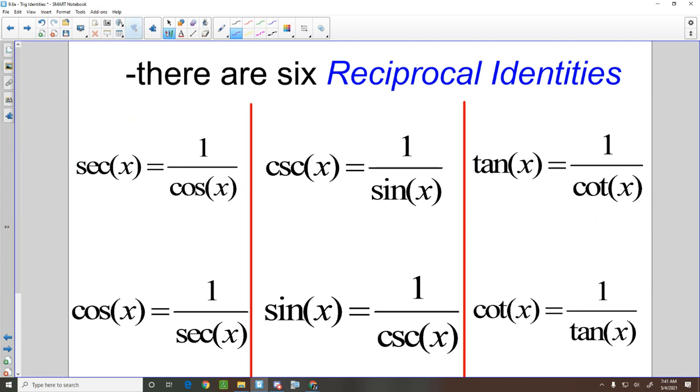Now, these are pretty similar. Hopefully you still remember these. I mean, you had to use this on your most recent test using the unit circle for exact trig values. But see how I've grouped them together? I've got, here's secant and cosine. Well, here's cosine and secant, right? They're just reciprocals of each other. So it's not like 6 completely separate, unrelated identities.